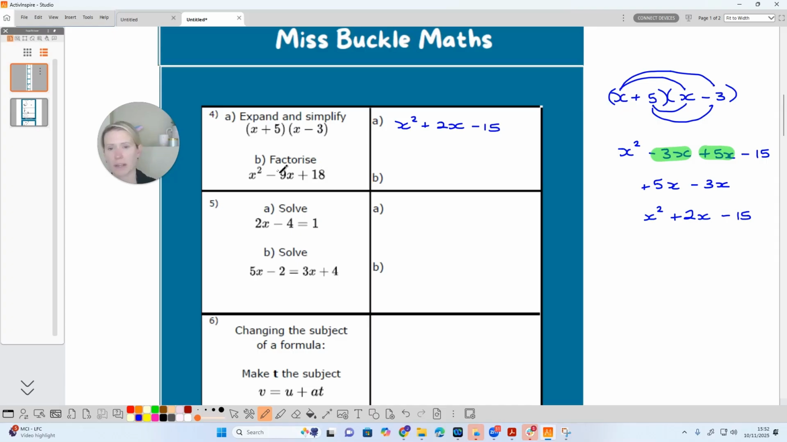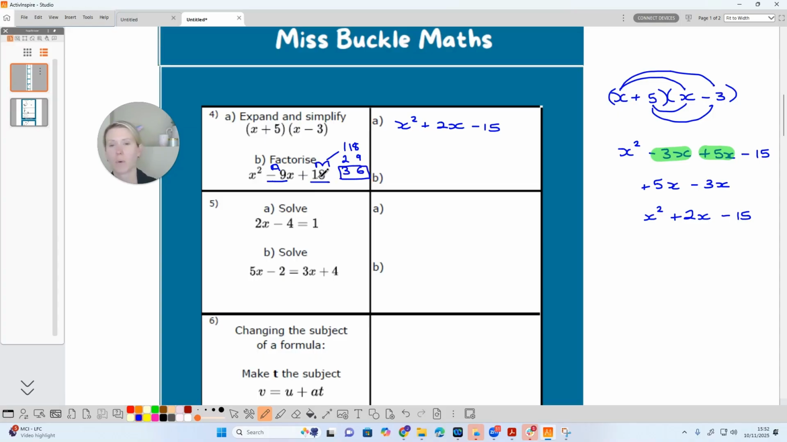When we're factorising, we're looking for two numbers that add together to make -9 and multiply together to make positive 18. AM, add, multiply. Well, two numbers that multiply together to make 18 could be 1 and 18, 2 and 9, 3 and 6, and they've got to somehow get to the 9, and it's going to be 3 and 6.